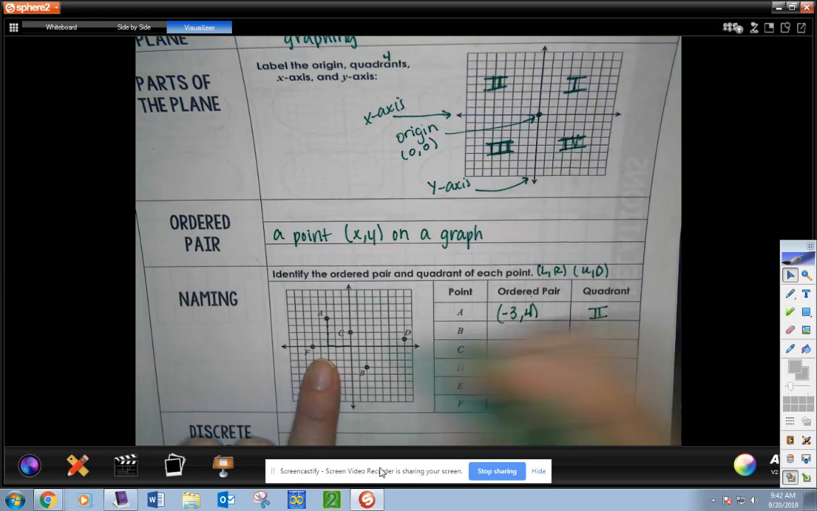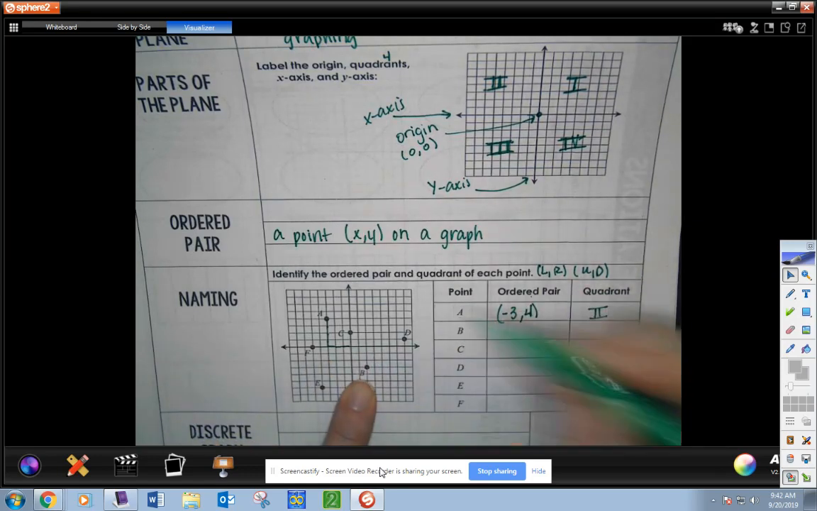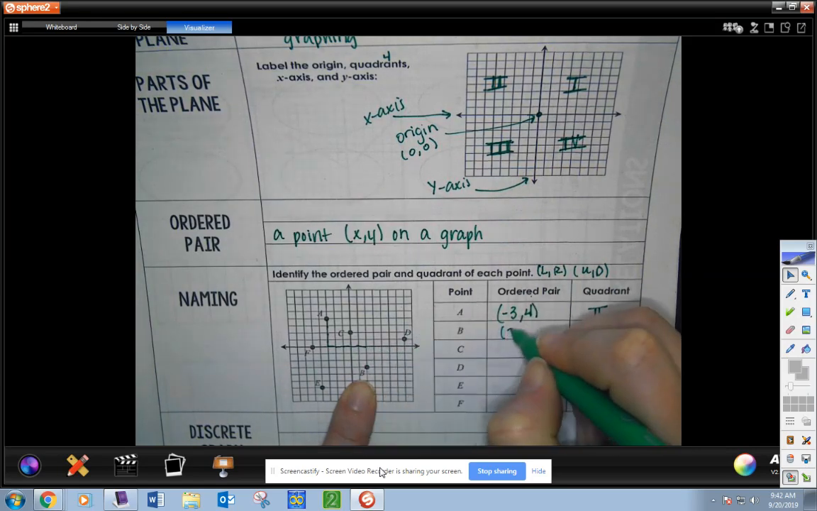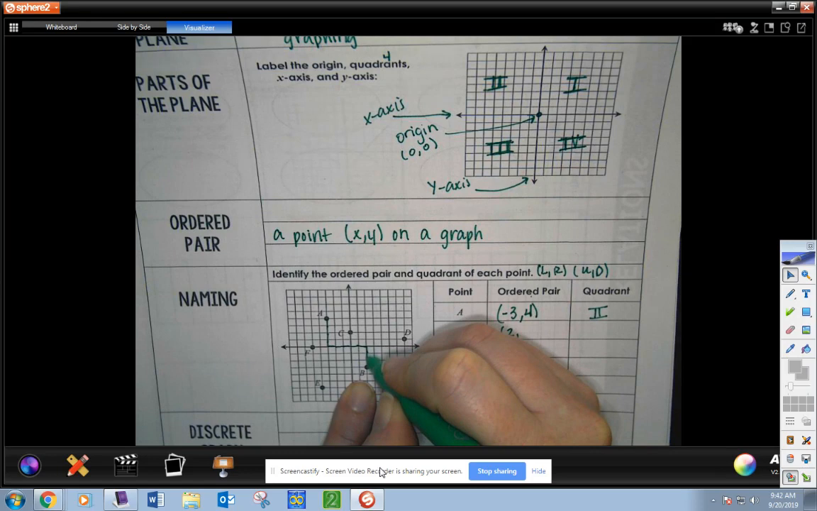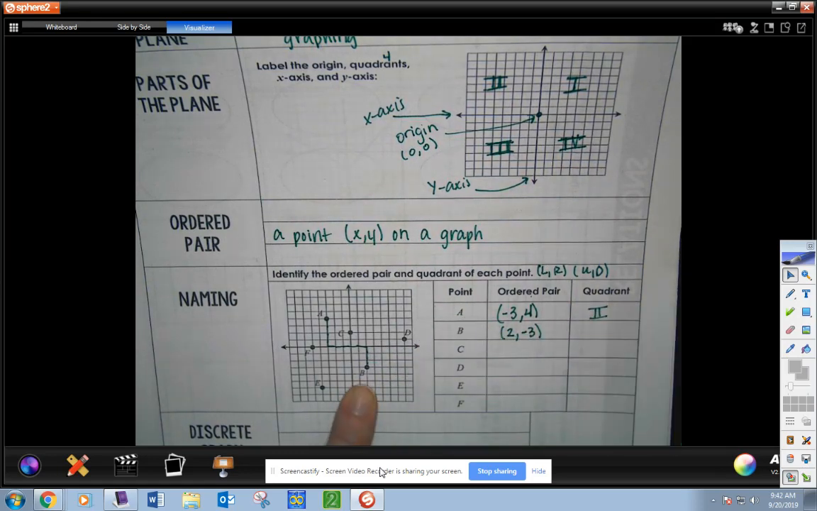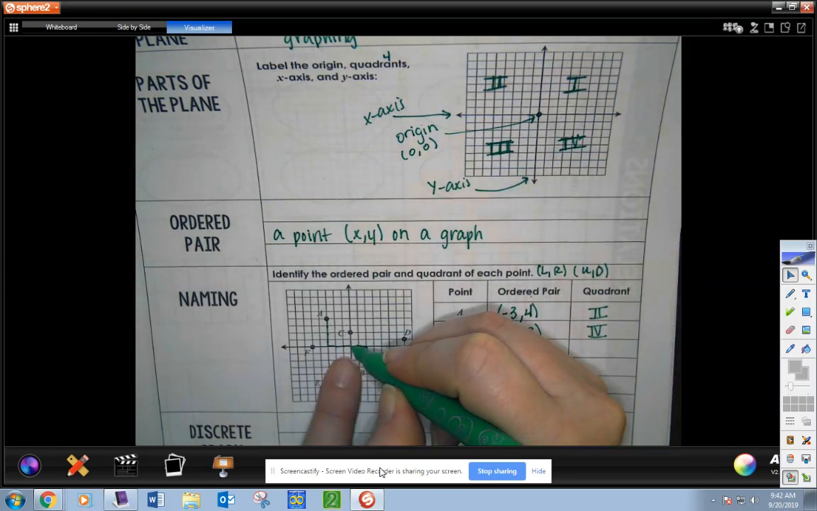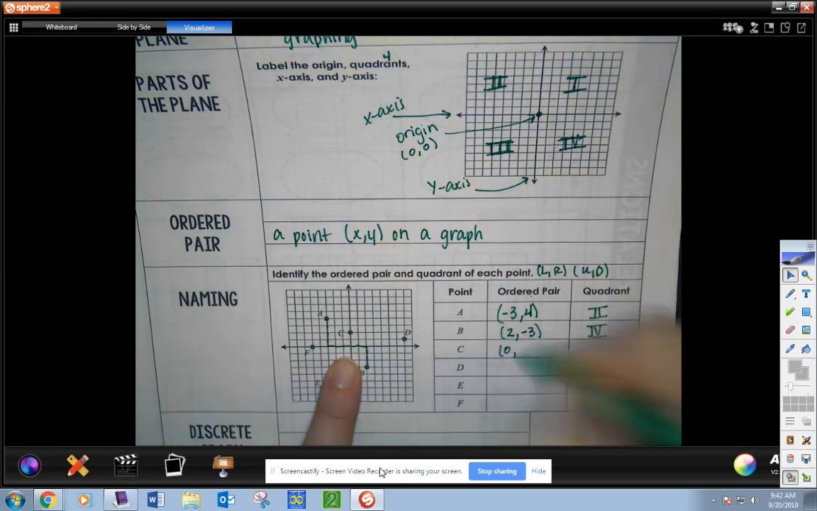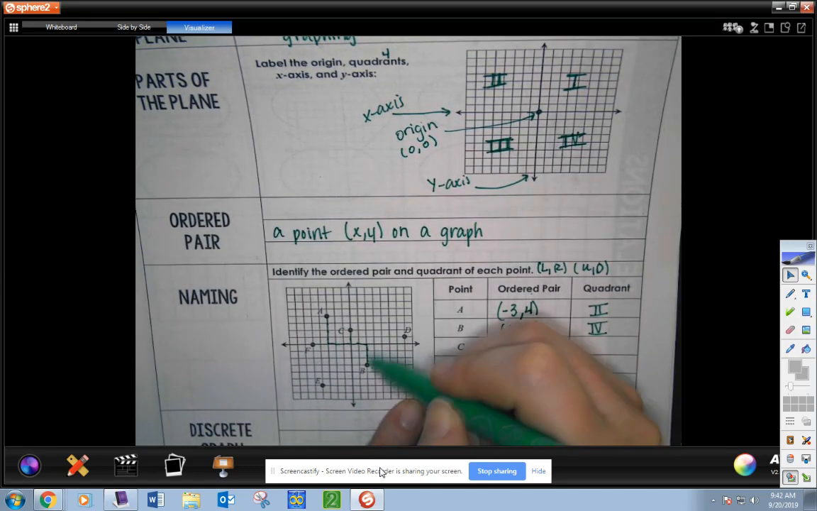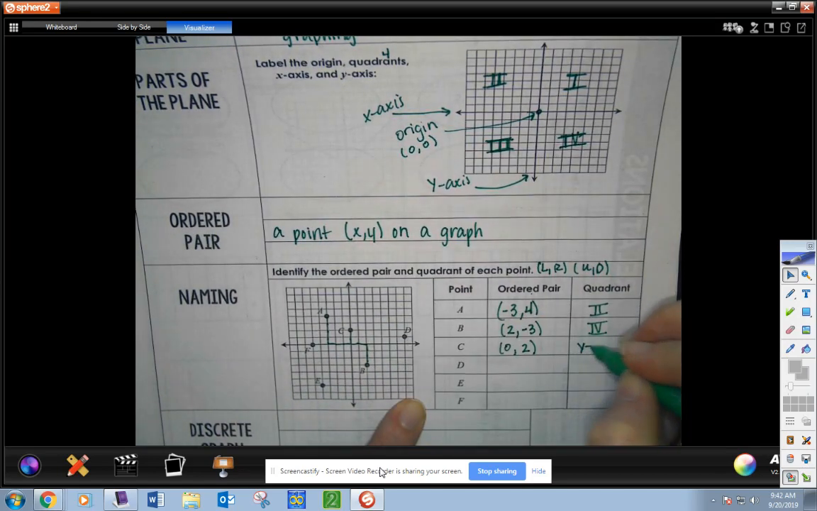Okay, for point B, B is over here. To get over to B, I must go 1, 2 to the right. Two to the right is positive. And then I must go down 3. Down is negative. So (2, -3), and B fell in quadrant IV. For C, I don't need to go left or right any, so I put 0. But I do have to go up 2, so that's a positive 2. Now, C is not in a quadrant. It fell on the y-axis.